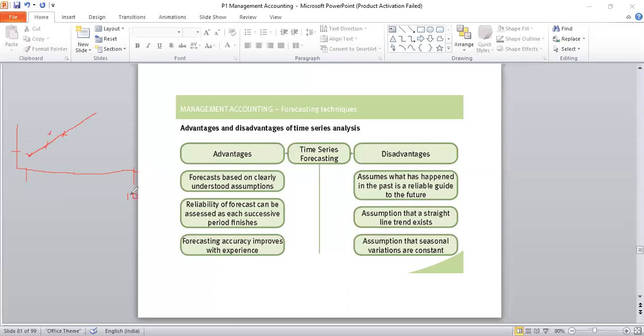How do they estimate? Just extend this line until the 10th period. That's it. The line is extended. The trend line is extended for the future period, and that would be the forecasted value. So that is how, using the time series analysis and the trend value, the trend line is extended to use it as a forecasted value. Okay. Assumption that seasonal variations are constant.